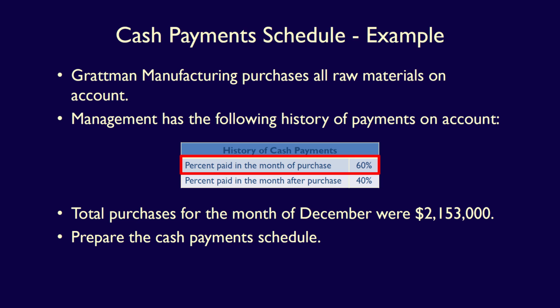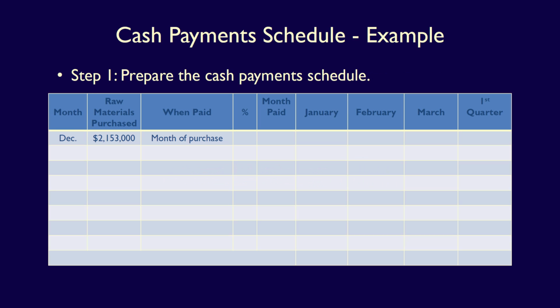The history of payment tells us that 60% will be paid in the month of purchase, so we add that to our chart under when paid, month of purchase. What percentage will be paid in that month of purchase? 60%, as noted in the history of payments. We will then add the month paid. The month purchased is December, and that is paid in the month of purchase, so that's December also.